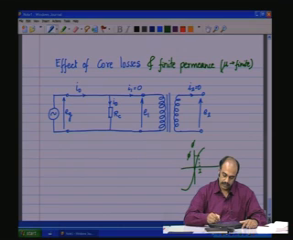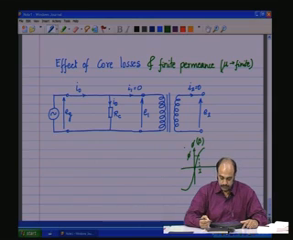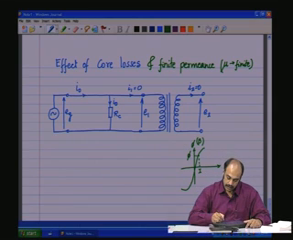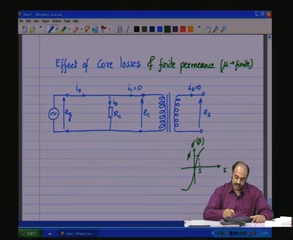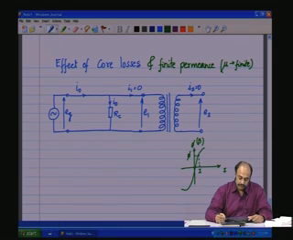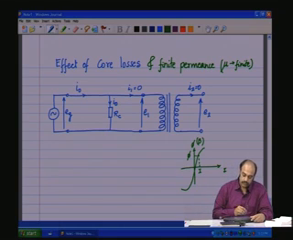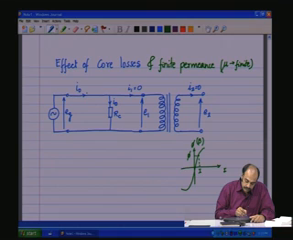If this is phi and this is I, the B is nothing but phi by A, and H is nothing but Ni by L. So, we could also have a phi-I curve, which means a finite current is needed to set up the flux, which means that current is also to be drawn from the source even under no load condition.